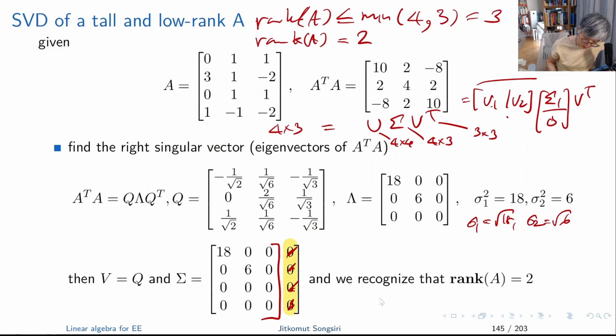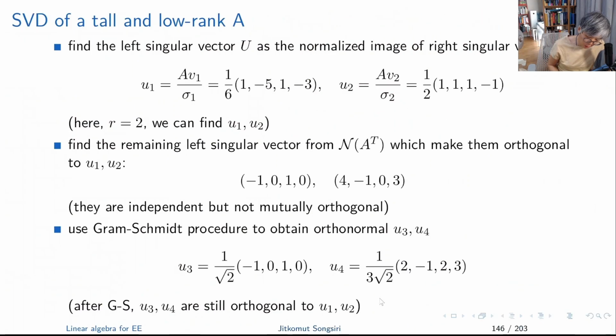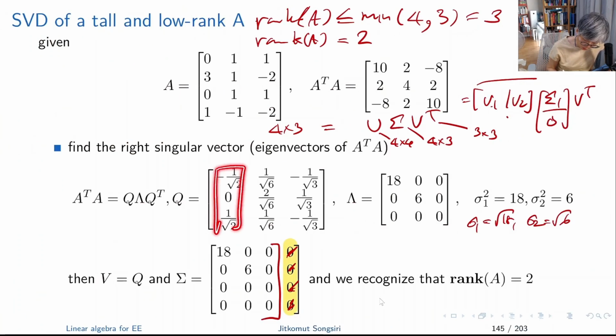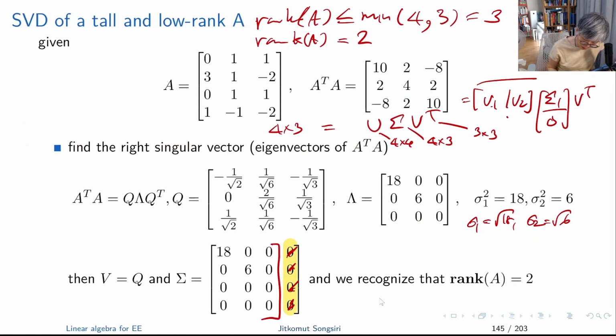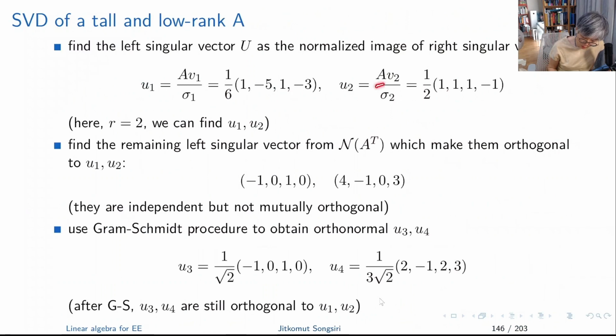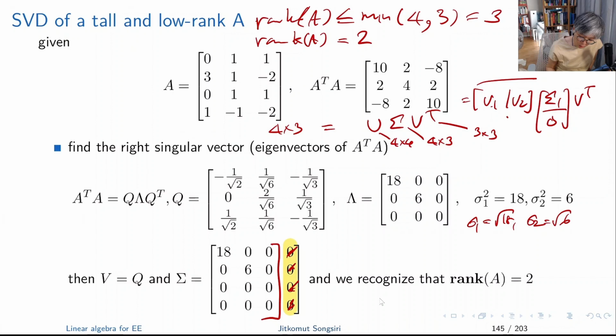Now let's find U. We follow the same steps. Now we find only two non-zero singular values. That's why you're going to find U1 and U2 from the images of V1 and V2. So I pick V1, which is this one, multiply with A, and it gives me this vector. Secondly, I take V2 and multiply with A. That's going to be U2, divided by sigma 1 and sigma 2. It turns out to be these vectors. By construction, U1 and U2 are in the range of A. Okay, how many columns in U do I expect to find?